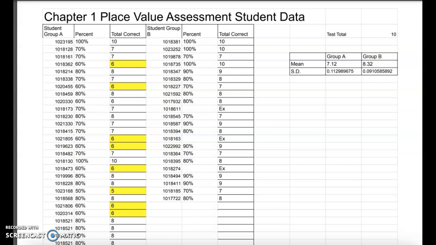So if we look over here then at the mean and the standard deviation. For Group A, the mean was just over that proficient mark, so 7 out of 10. Group B was a little bit higher. The mean was just a little bit over an 8 out of 10, and with a pretty low standard deviation.